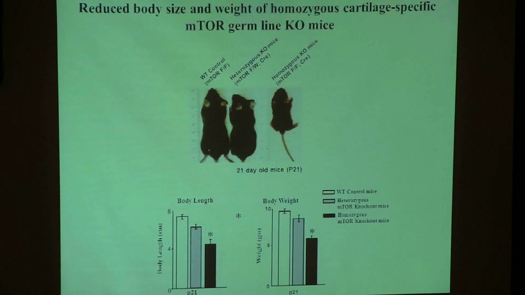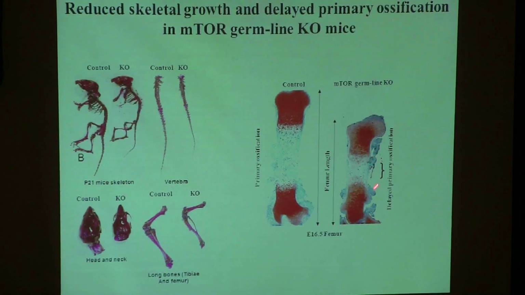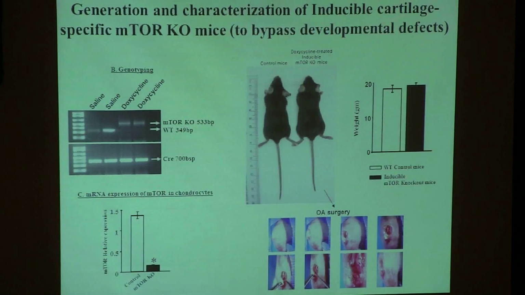What happens in these mice is that they are short in length, and they have a defective endochondral ossification process. Their long bones are shorter compared to the control bones. So there is a developmental defect where mTOR is playing a key role in developmental regulation. So we wanted to go back and specifically elucidate the role of mTOR in osteoarthritis.